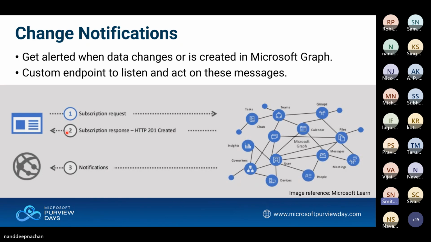You can get notifications on messages, events, contacts, users, groups, conversations, OneDrive files, and alerts. This allows you to stay up to date and in sync with data that is accessible via Microsoft Graph.